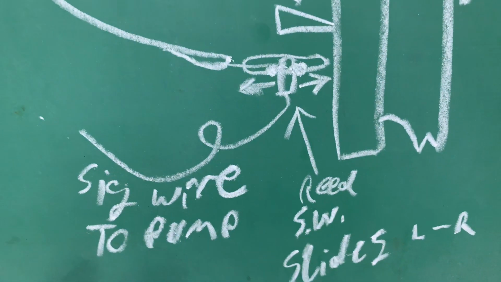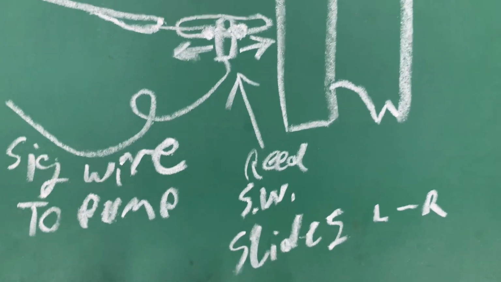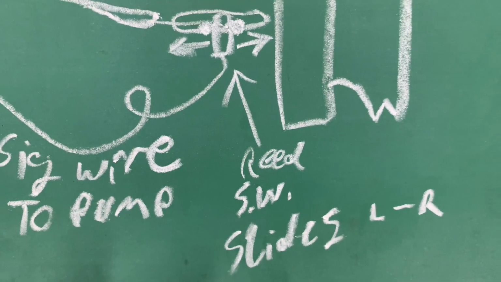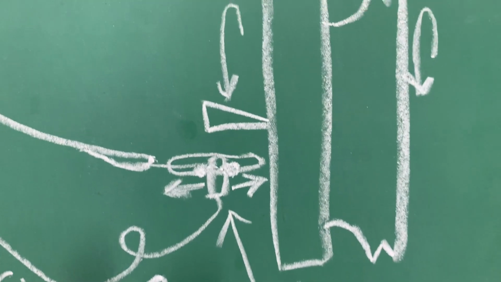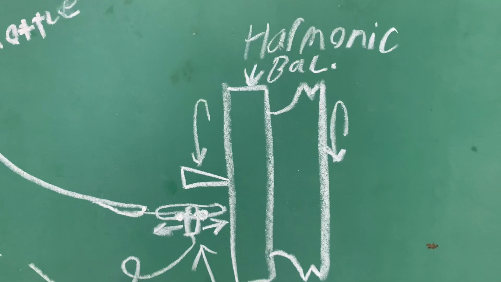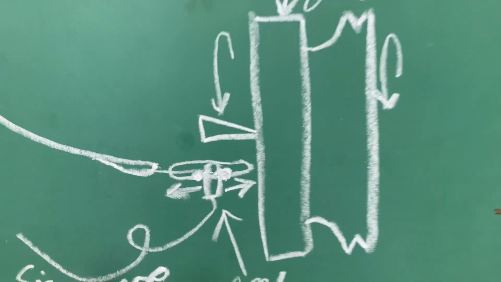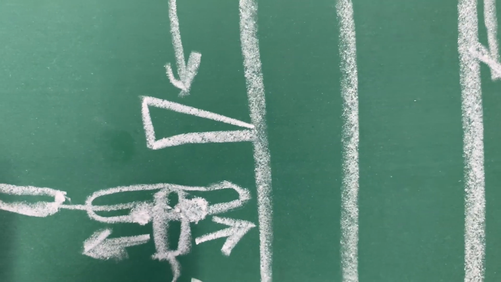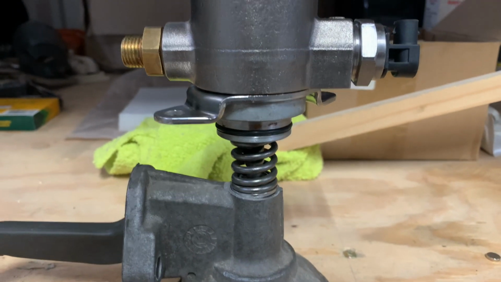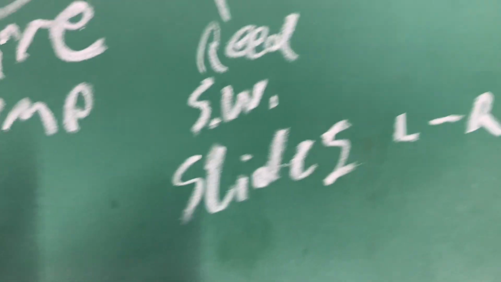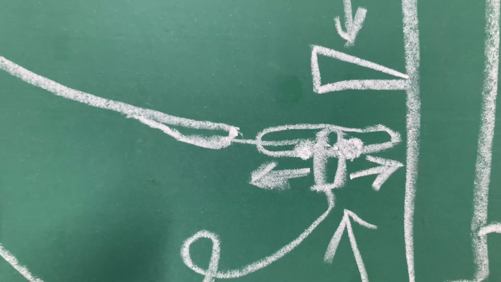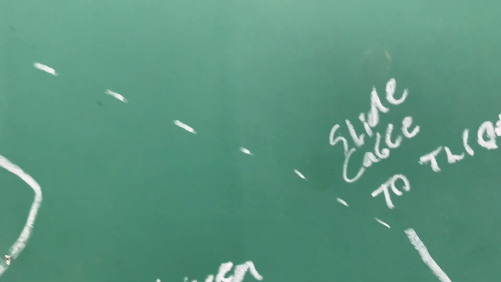The signal wire will come from a reed switch. This is going to be a very simple mechanical version that I'm going to build. The reed switch will have wedges affixed upon the harmonic balancer. Those wedges will be in the exact place that this pump begins to stroke up. The wedges will be placed in the compression stroke of the pump. The reed switch itself will slide back and forth on a spring-loaded slide that's controlled by a throttle cable.